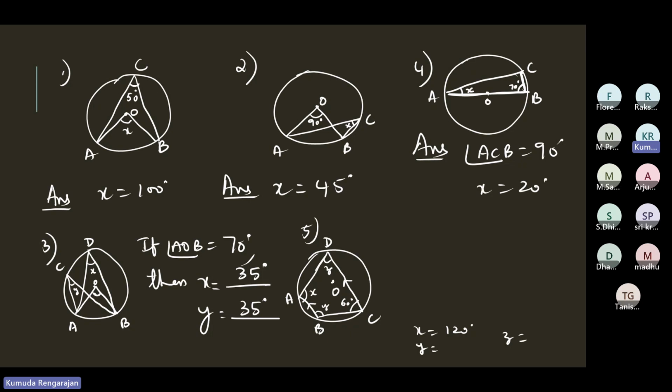No, I'm just thinking, if adjacent angles of a cyclic quadrilateral are supplementary, there's no property like that. Adjacent angles of a cyclic quadrilateral need not be supplementary. They may be, but they need not be.